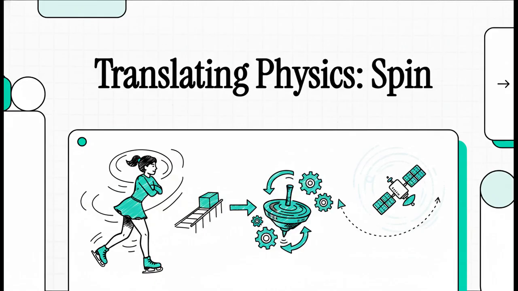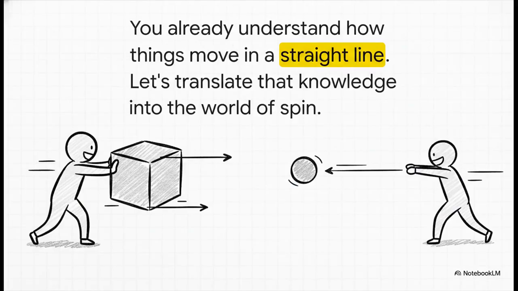And the cool thing is, we're not going to learn a bunch of brand new, complicated rules. Nope. We're just going to translate the physics you already get. I mean, seriously, you already know the basics, right? Pushing a box, throwing a ball, you get it. You push something, that's a force, and that something, which has some mass, starts to speed up. That's linear motion, straight line stuff. And believe it or not, that's pretty much all you need to know to get started.